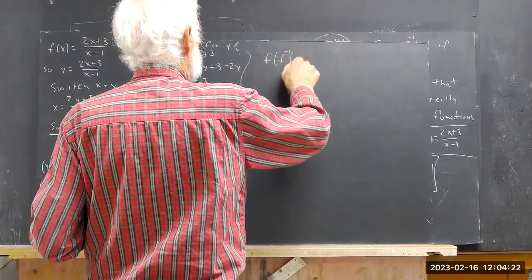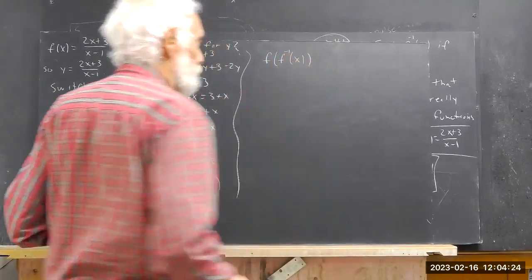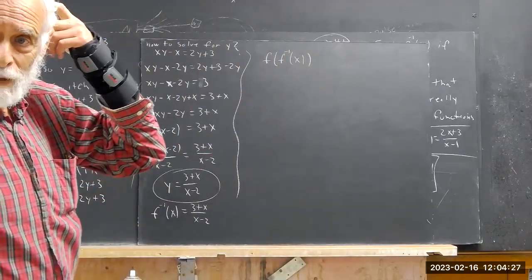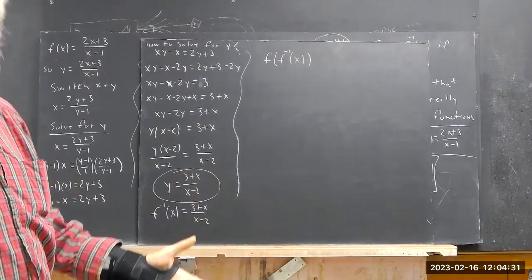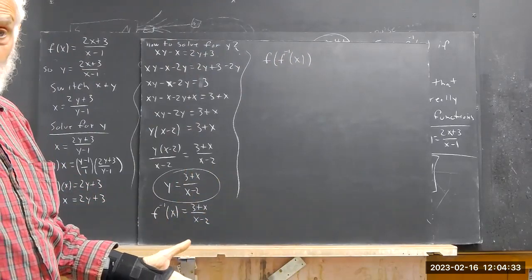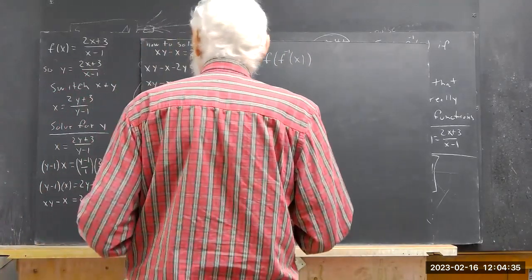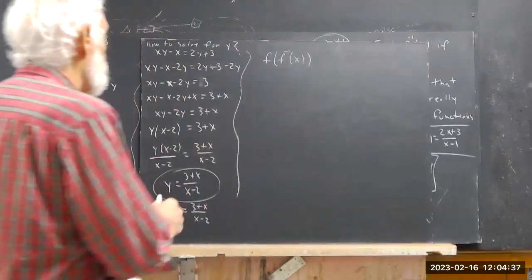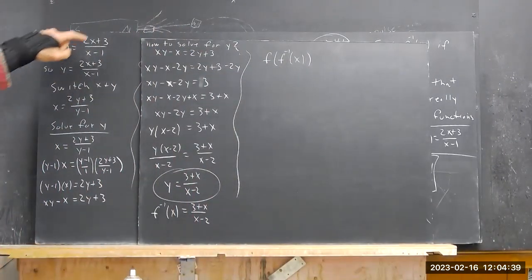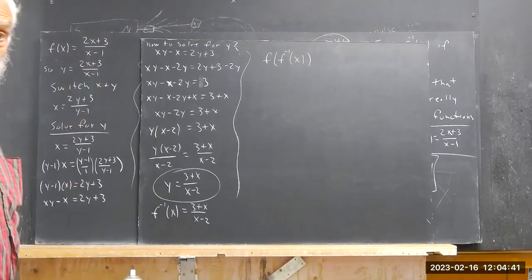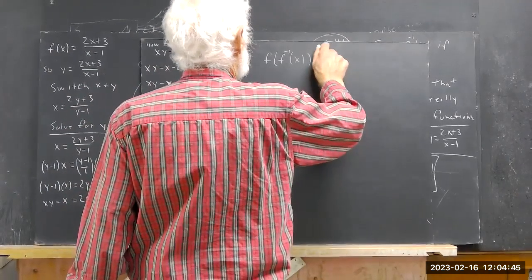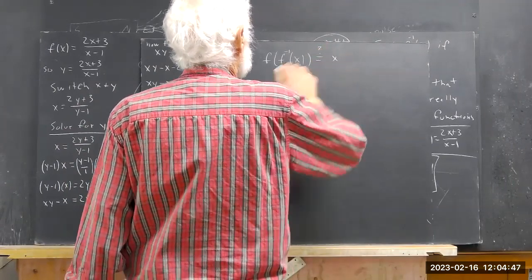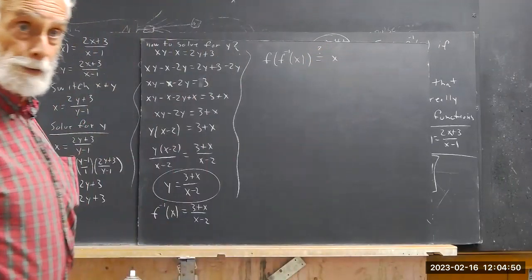I'll just do f of f inverse of x, because I can't justify the time to do f inverse of f of x. It's usually exactly the same type of steps. Okay, so what's f of f inverse of x? Well, f of x is 2x plus 3 over x minus 1, right? First of all, let's write out what we're going to show: f of f inverse of x equals x.